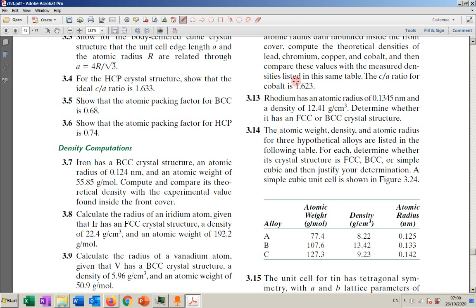Hello everyone, welcome back. In this video we're going to solve 3.13, third type of calculation with density.